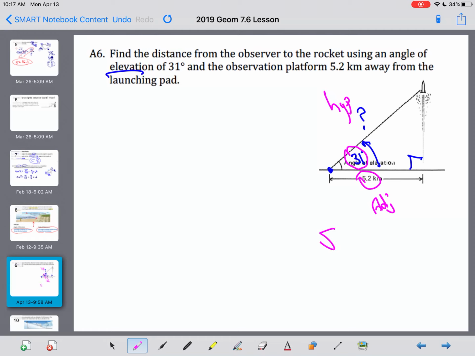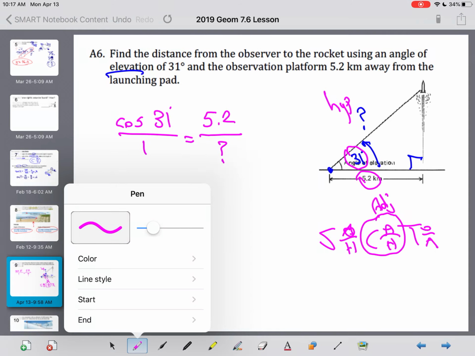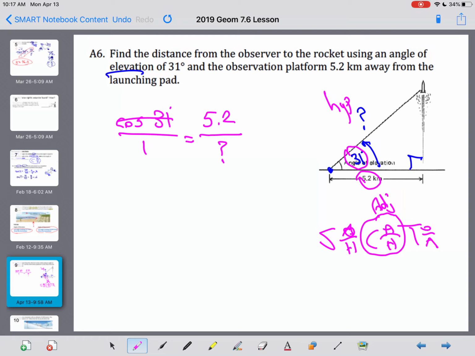So in my SOHCAHTOA, I'm using the A and I'm using the H. It's cosine. So I'm going to say cosine of 31 degrees over 1 equals the adjacent length over the, I'm just going to use a question mark. Again, I'm going to find cosine of 31 on my calculator. So that's 0.86, a good approximation for that.